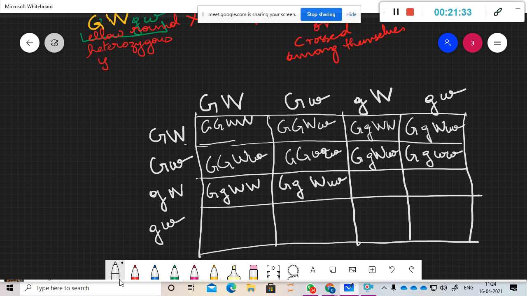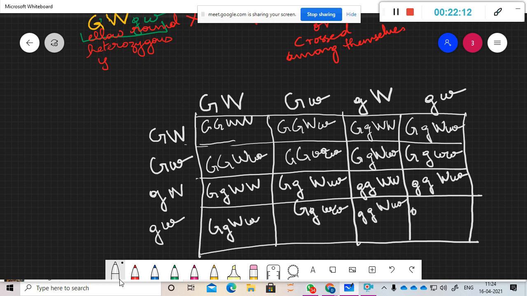GG capital W small w. Again small g capital W capital W. Then small g capital W small w. Then you have capital G small g capital W small w. Capital G small g, small w small w. Small g capital W small w. And finally you have small g small w small w.